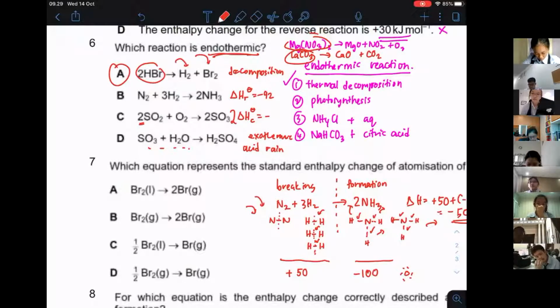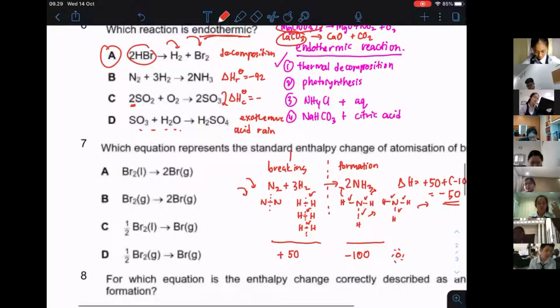You need to calculate. But before you calculate, you also need to know that for some reactions, you can always tell the sign. Combustion is always negative. Neutralization is always negative. Decomposition is always positive. If they ask you why, it's simple. For decomposition, why is it always positive?